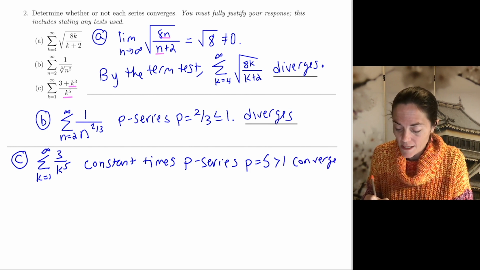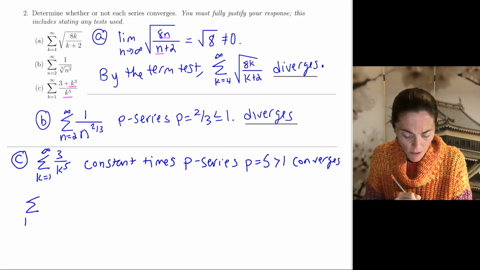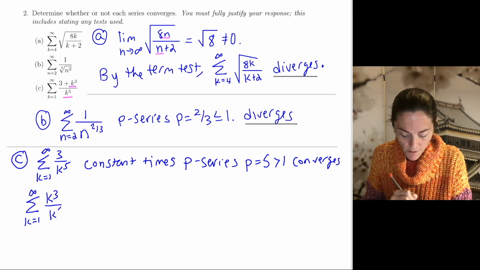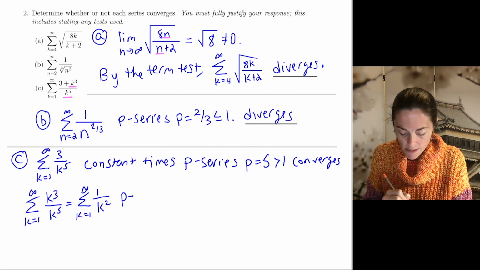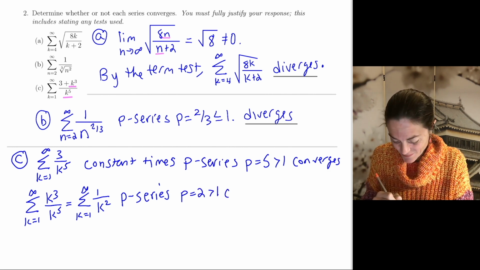And then we can look at sort of the other term in the sum. It's here. Well, it would be k cubed over k to the 5th, which is a sum, k equals 1 to infinity of 1 over k squared. This is a p-series. And p equals 2, bigger than 1, converges.